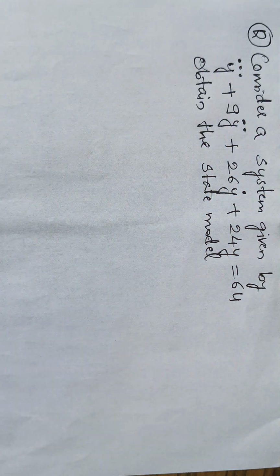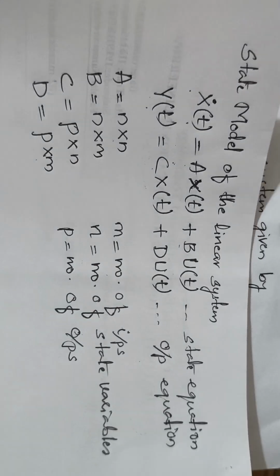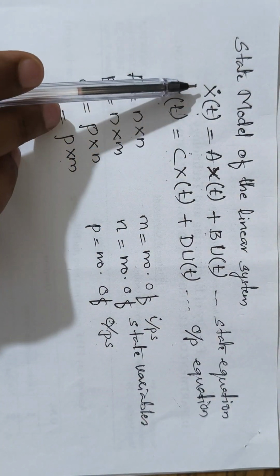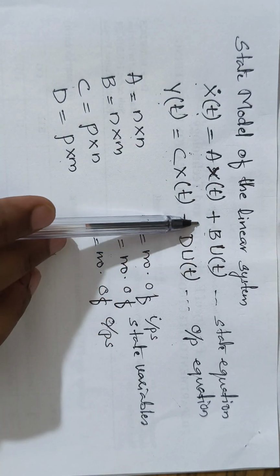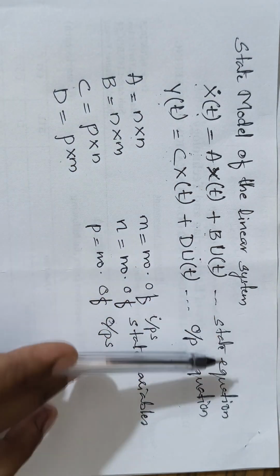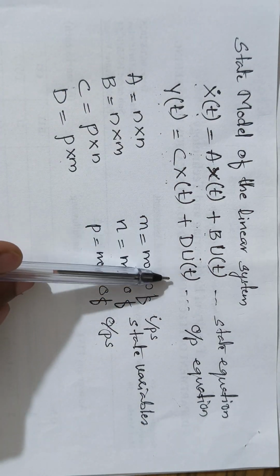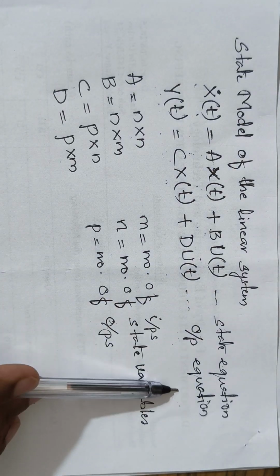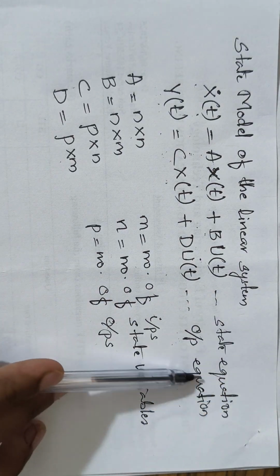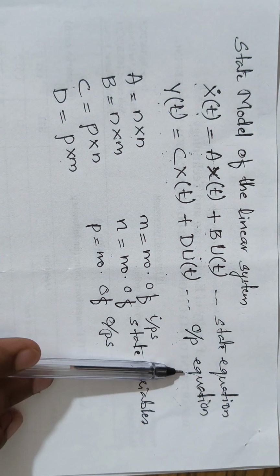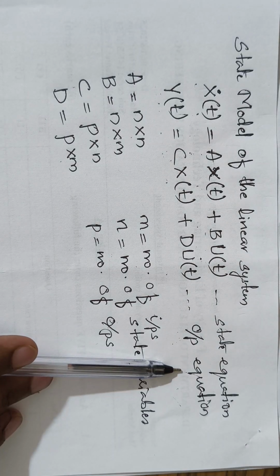Okay, so this is a third order differential equation. Now you need to find out the state model for this. Before that, we'll know what the state model is. The state model of the linear system is given by x dot of t is equal to A into x of t plus B into u of t. This equation is called the state equation. And y of t is equal to C into x of t plus D into u of t. This equation is called the output equation. These two equations together are called the state model of the linear system.